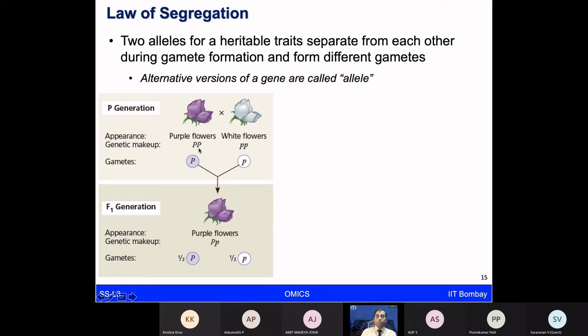and if you choose the notation as a capital P for the purple, because it is dominant, you show capital P, but because the recessive trait is white, you can now show the small letter, small p. But you can definitely choose any other notation like capital T, small t, or capital R, or any other letter you can choose. So now these gametes are coming from the purple flower or the white flower, which is capital P or small p.